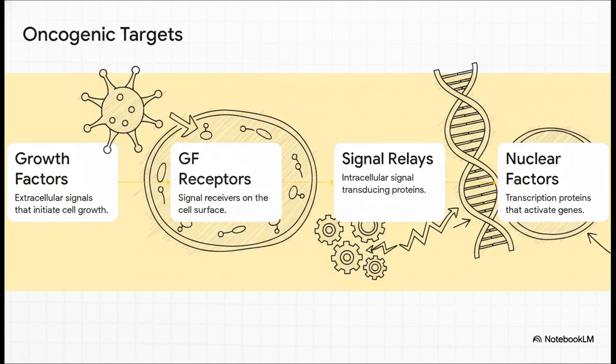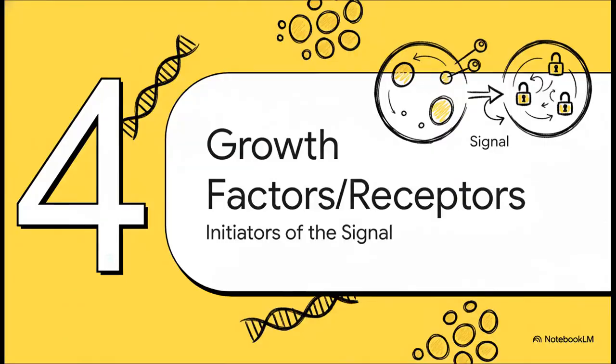We can break the pathway down into these four key stages. You have the external signals, the receptors that receive them, the transducers that relay the message inside the cell, and finally, the transcription factors in the nucleus that carry out the orders. An oncogenic mutation can happen at any of these levels. Let's start at the very beginning of the pathway, with the growth factors and their receptors.